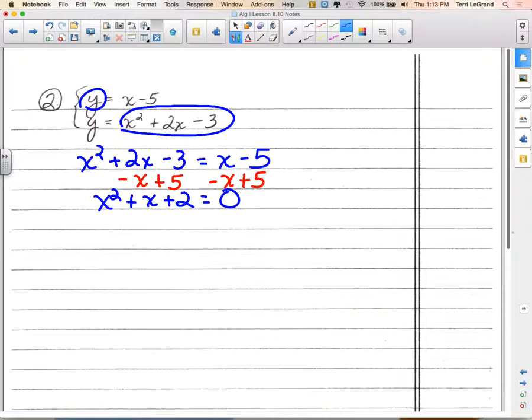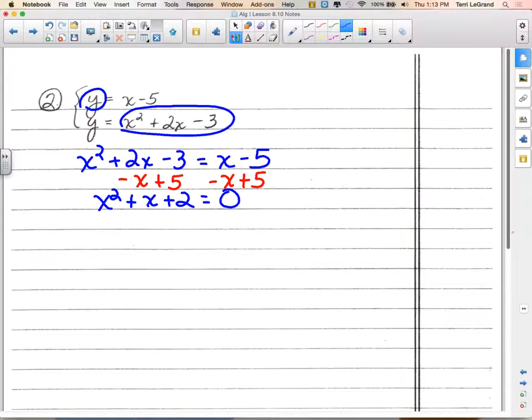Okay, we have a quadratic, right? By the way, do you agree with my equation, or do you need to correct me?